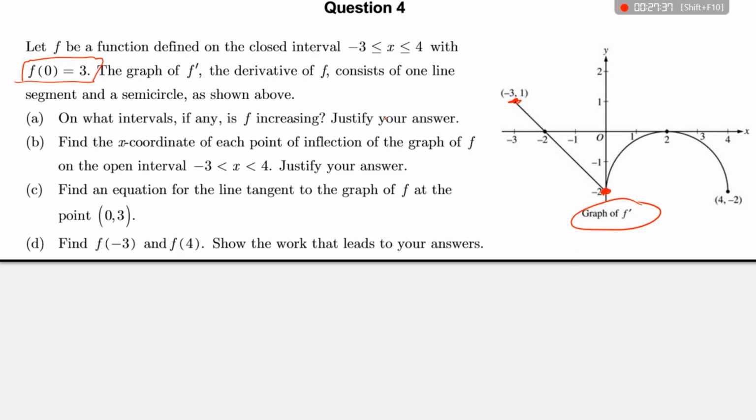I want to know first, over what intervals would f be increasing, and justify your answer. If f is increasing, then f prime should be positive. And if this graph is f prime, then my y value for this graph is positive only between -3 and -2. So I can say f prime of x is greater than 0 on the interval from -3 to -2.